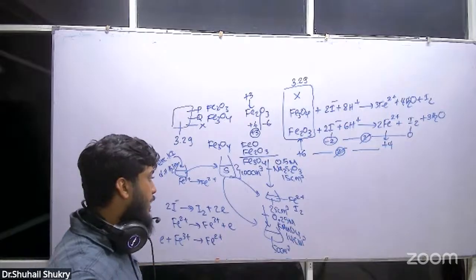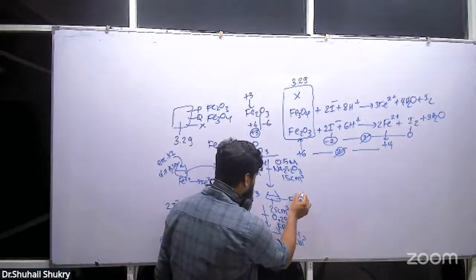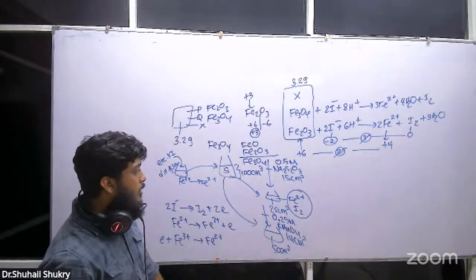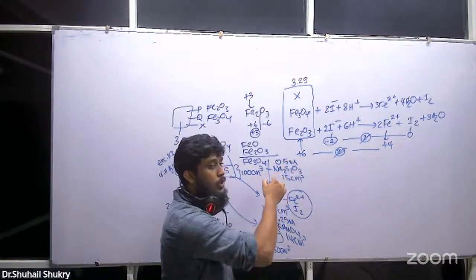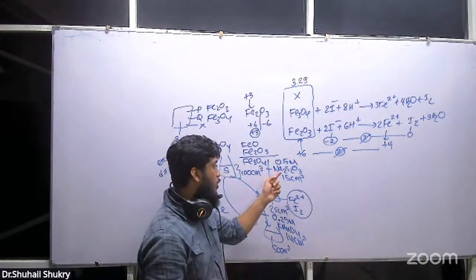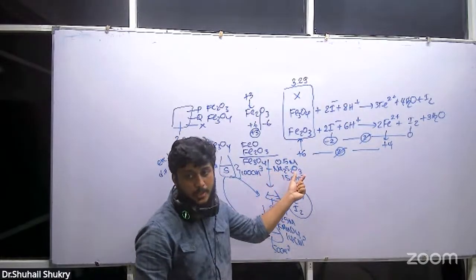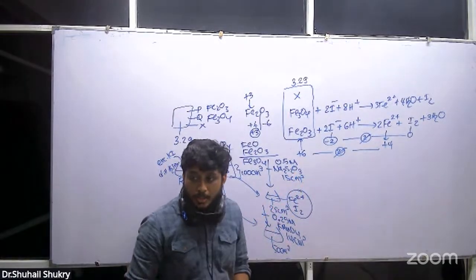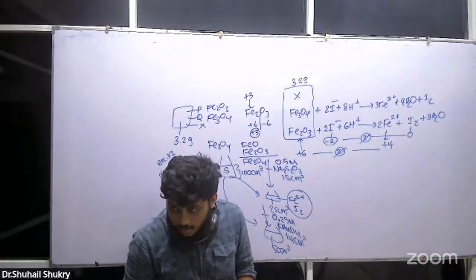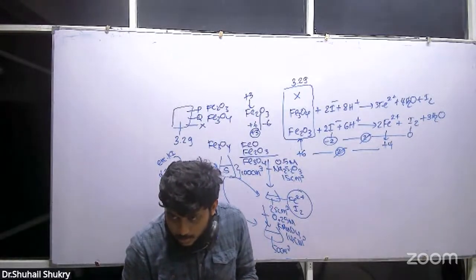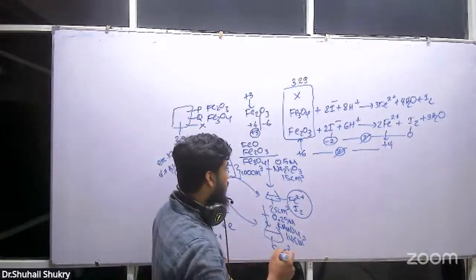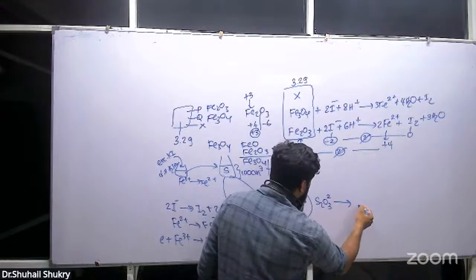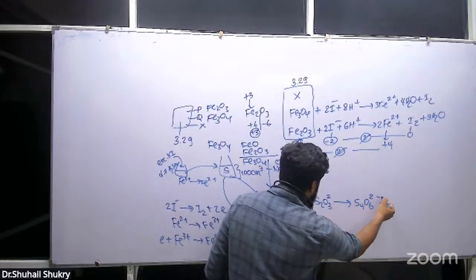Now you have to understand who is actively participating in the redox reaction in sodium thiosulfate. Sodium plus or thiosulfate? Thiosulfate, which means S2O3 2 minus. Now S2O3 2 minus can convert to what? S4O6 2 minus. This you should know.